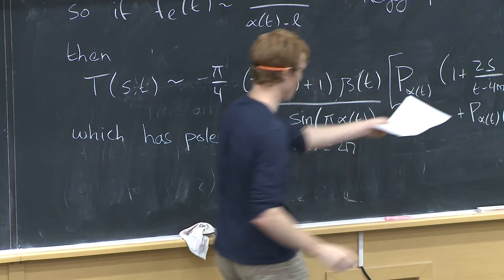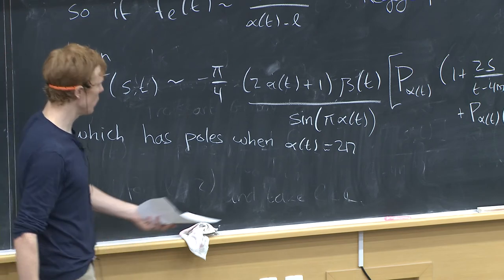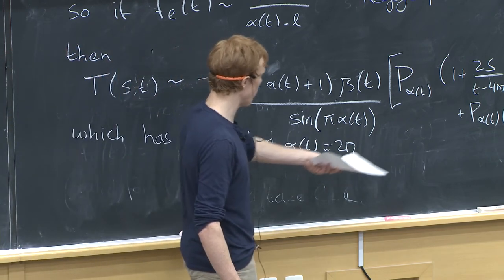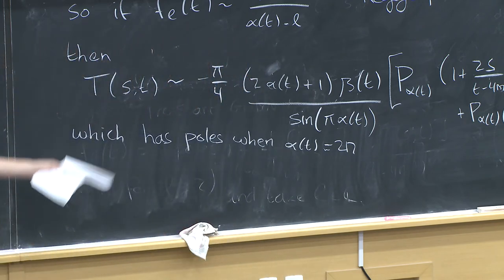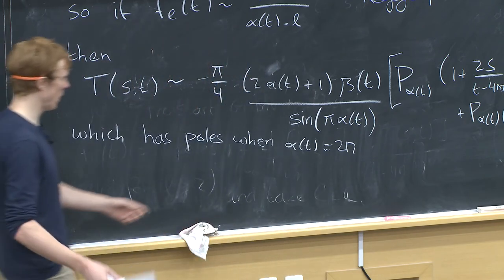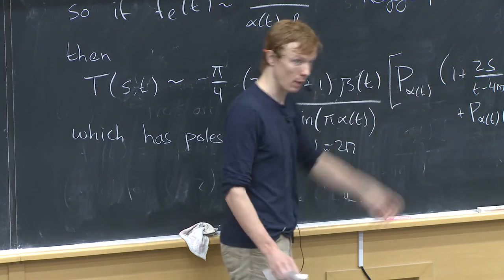Actually, it's an even integer, precisely because of what I said before. And what are the residues of these poles? When alpha is an even integer, you see that this is a pole in the t-plane. When alpha is an even integer, you see that this is a polynomial in s.